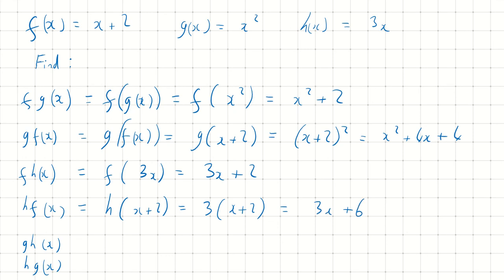And then our final two examples, g of h(x). So this is g of 3x. Well, g(x) is x squared, so g of 3x is (3x) squared. So this becomes 9x squared. And finally, h of g(x), which is h of x squared, and that is 3 lots of x squared, which is 3x squared.